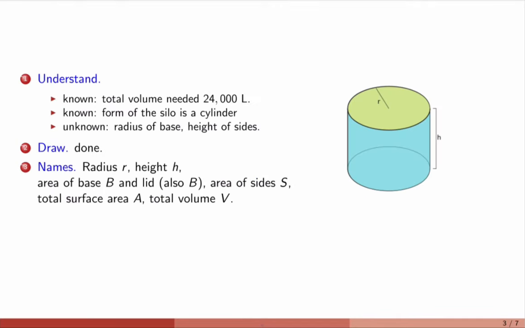To understand the problem, we see what we've got. The total volume is 24,000 liters. We know that the form of the silo is a cylinder, but we don't know the radius r or the height h. Names: we call the radius r, the height h, the area of the base we call maybe b, and the lid will have the same area, so we call that also b. The sides have an area of s, the total surface area would then be a, and the total volume would be v. Of course the total area is the sum of b plus s plus the bottom b. But this comes later in the formula section.